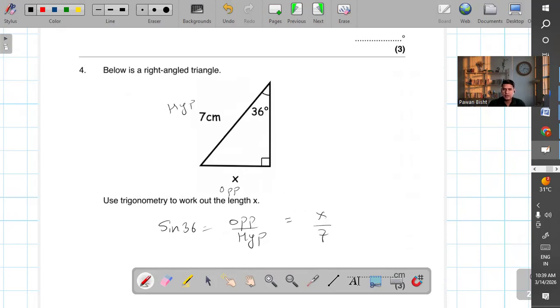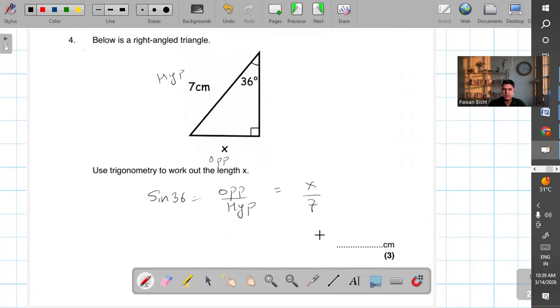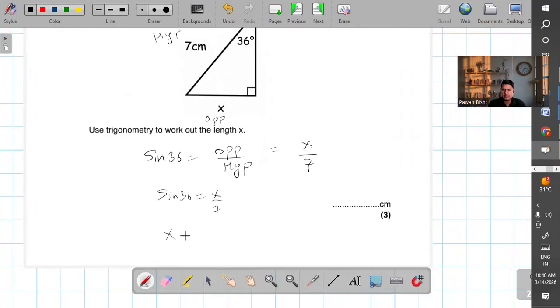Now, to find the value of X, 7 will go to that side. Sine 36 is equal to X over 7. So X is equal to 7 times sine 36. Okay. 7 times sine 36. We put it in the calculator. 4.114.